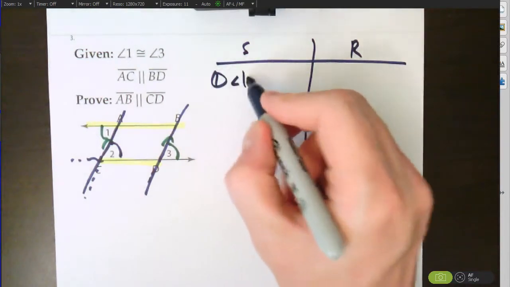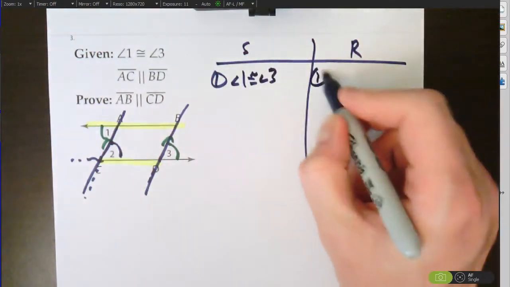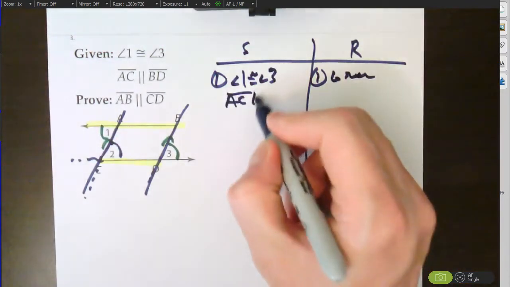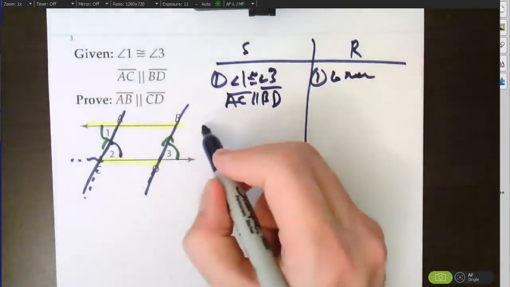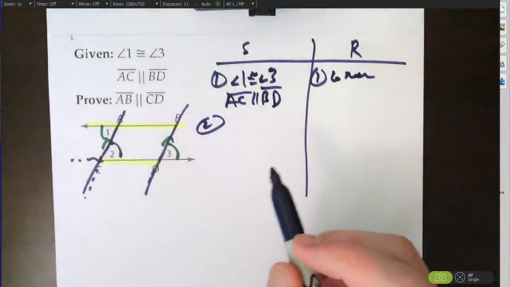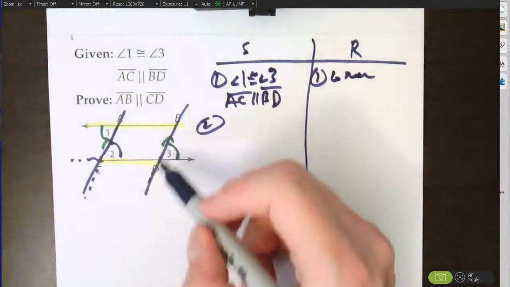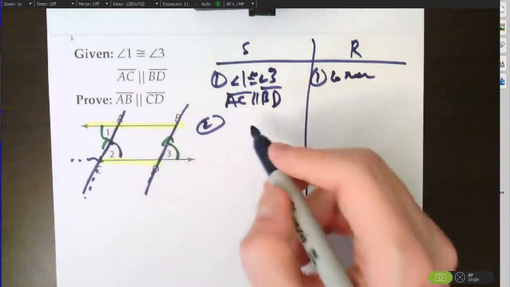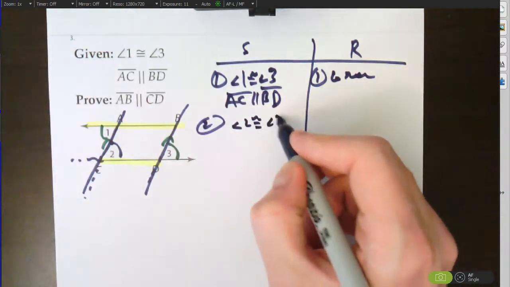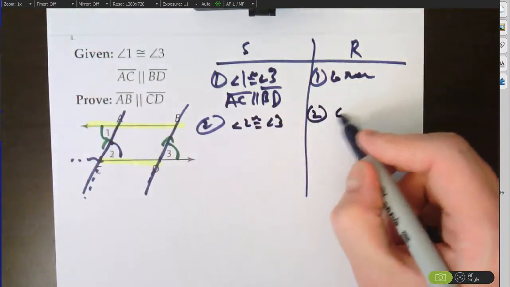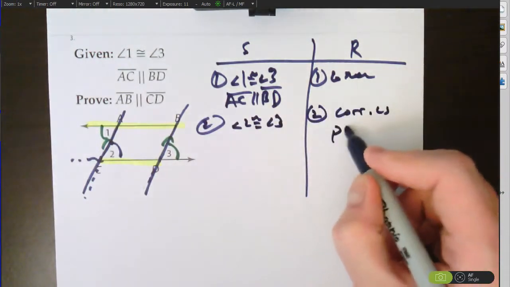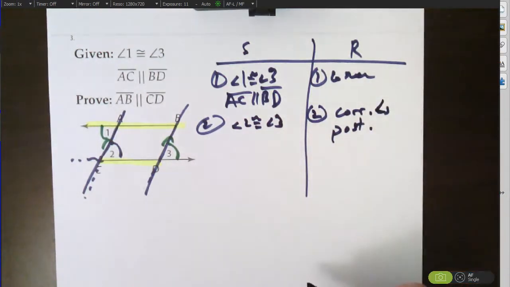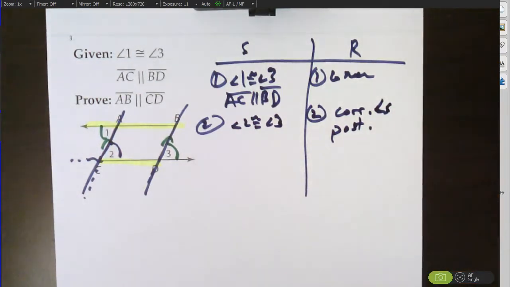So angle 1 is congruent to angle 3, given, and so is AC parallel to BD. Step 2, and again, this is the trickier part: since AC and BD are parallel, the corresponding angles must be congruent. So angle 2 is congruent to angle 3 by the corresponding angles postulate, or you could just say corresponding angles are congruent. And again, this is my very sloppy angle with letter S.